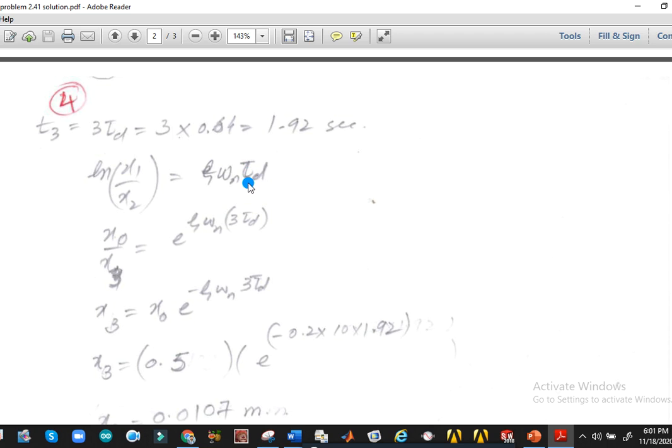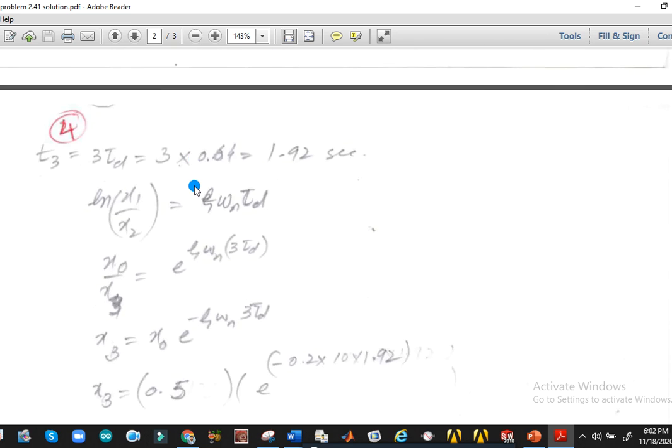It is very simple. First of all, for the damped time period we need to find the damped natural frequency. We know that omega d is equal to omega n into square root of 1 minus zeta square. Damping ratio is known. We will find the value of omega d, and from omega d we know that time is equal to 2 pi by omega d, and finally we will have the value of tau d.